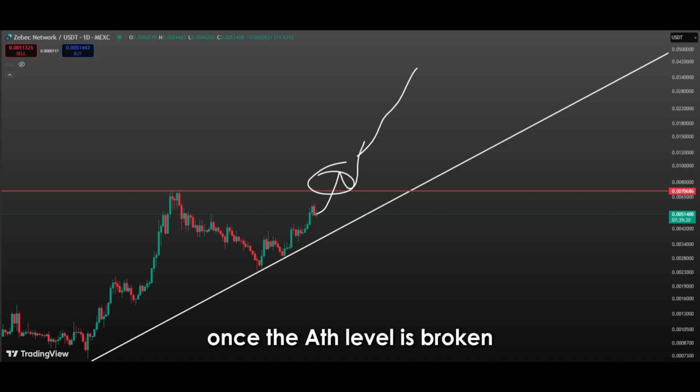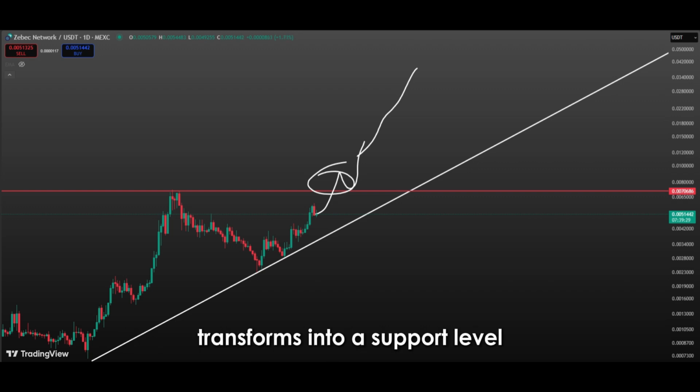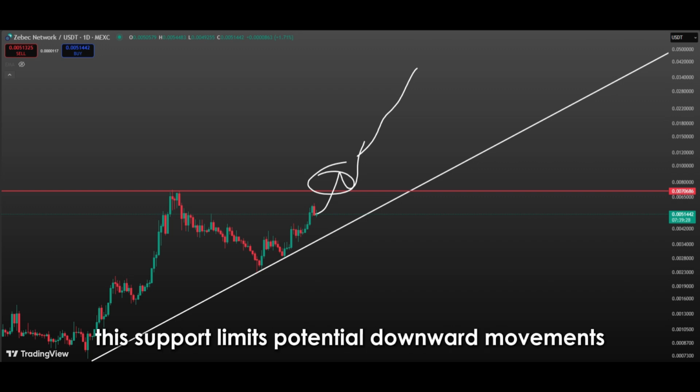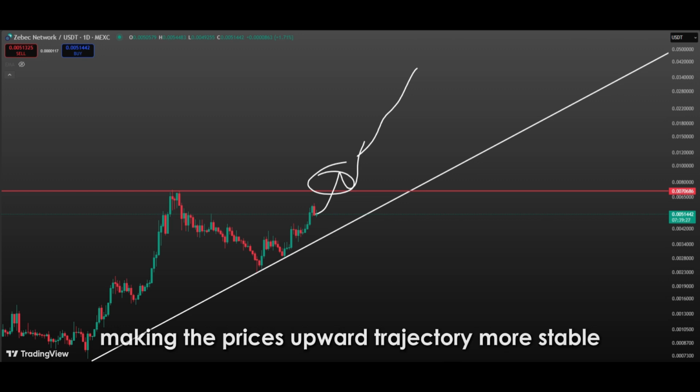Technically, once the ATH level is broken, new support zones begin to form. The area that previously served as resistance transforms into a support level if the price holds above it. This allows for a smoother price action. This support limits potential downward movements and facilitates upward momentum, making the price's upward trajectory more stable.